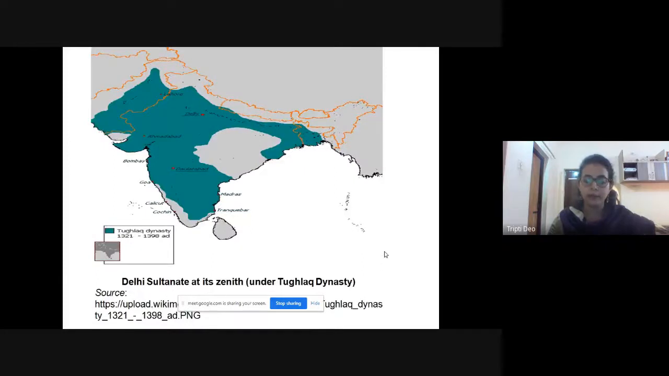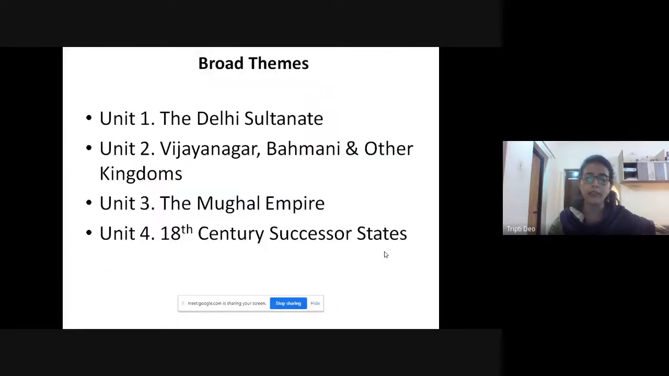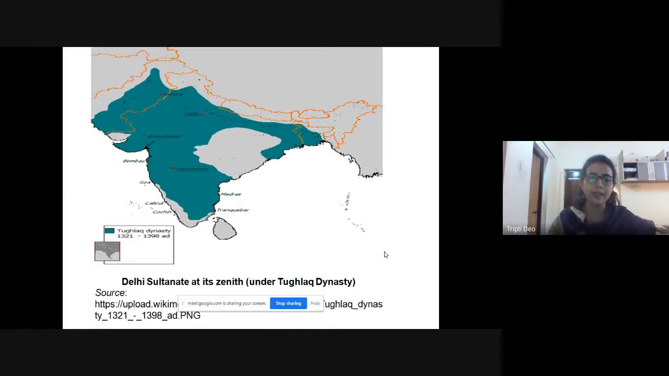So I will be spending more time on the Delhi Sultanate unit and look at about 10 minutes each on the second, third and the fourth unit. So let's look at the Delhi Sultanate. This map in front of you, I've downloaded from the internet, and this is primarily the Delhi Sultanate at its pinnacle.